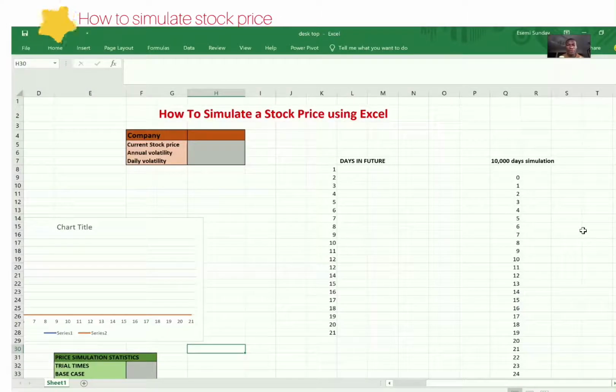Excel. How to simulate a stock price using Excel. Okay, we will be looking at a company, and then we'll get the company's current stock price, and then we look at their volatility per annum, and then we compute their volatility per day.